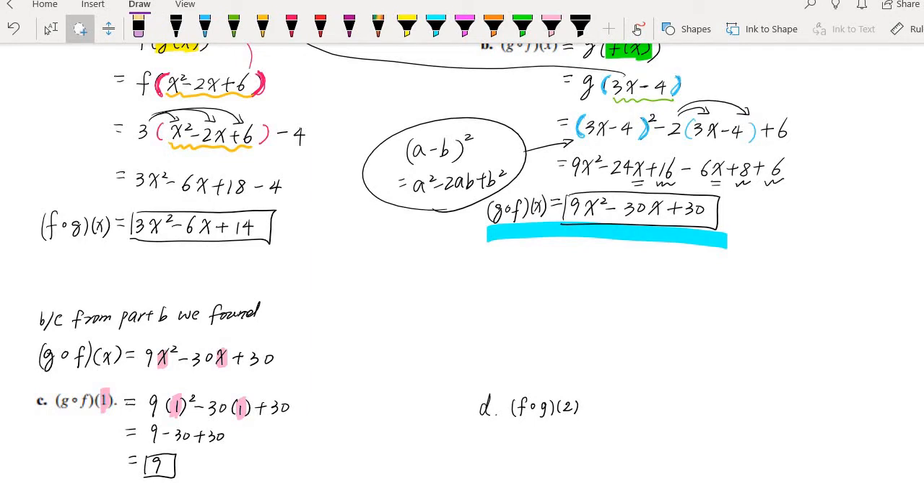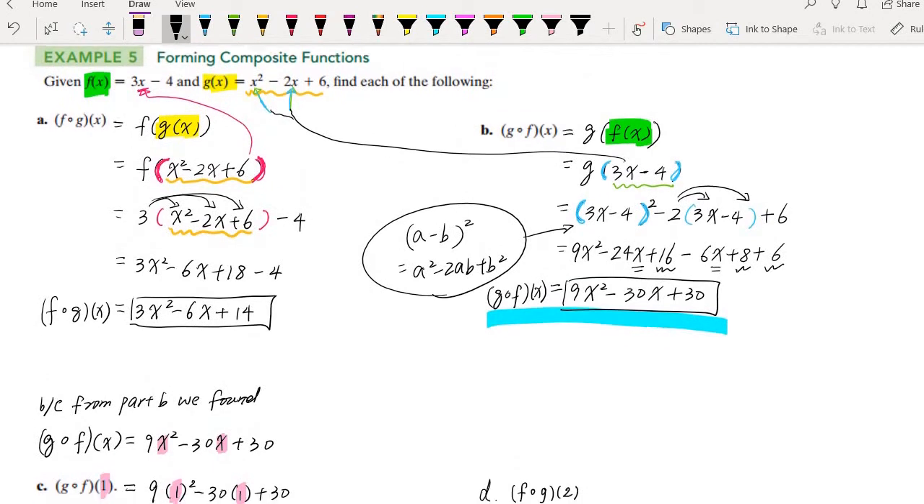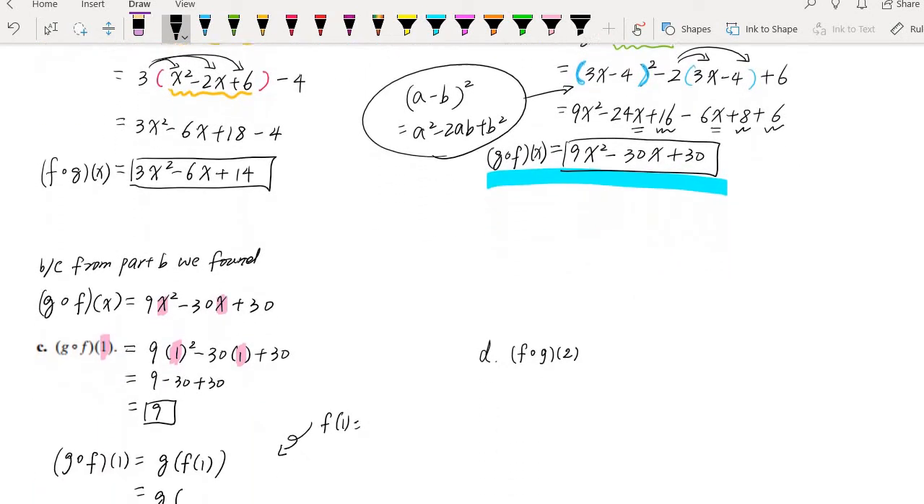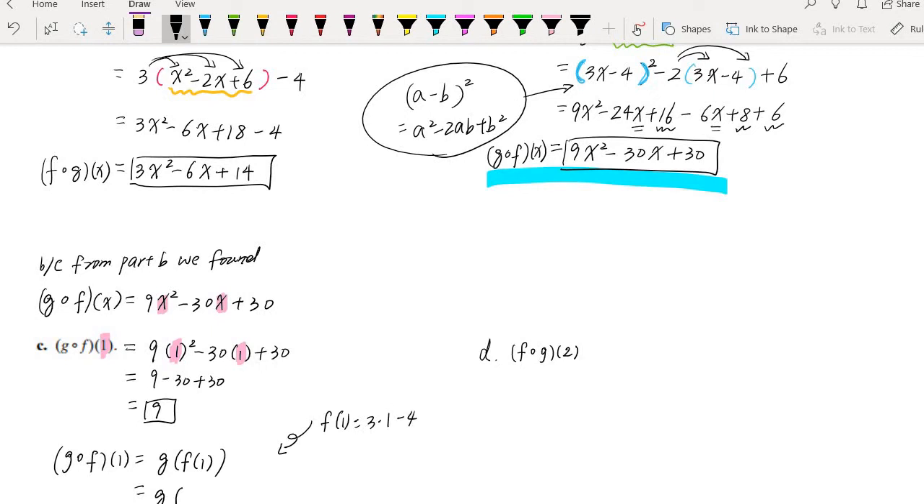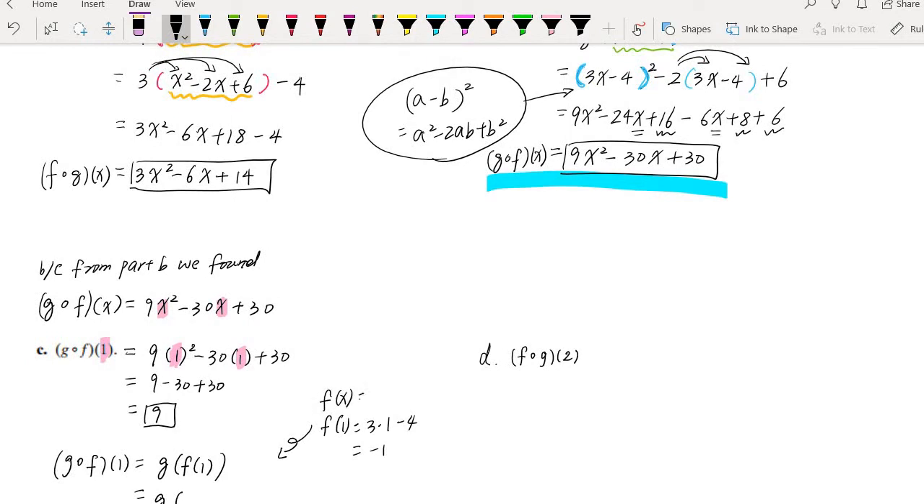There's another way to do it, so we're going to show you guys really quickly if you want to use another way. Another way is to look at this as g of f of 1. You can find the f of 1 by plugging this 1 into your f function. Your f function is 3x minus 4, so that will be 3 times 1 minus 4. This whole thing is going to be negative 1, because your function f of x is 3x minus 4. This is given to you.